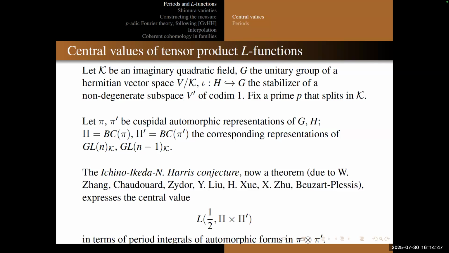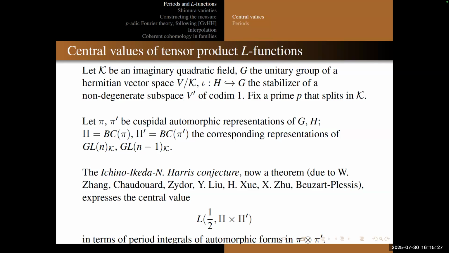So the point of interest today is the central value. If this were the L function of an elliptic curve, it would be at s equals 1, but because we're looking at automorphic L functions, the center is s equals 1/2. And there is an explicit formula for the central value, which was conjectured by Ichino and Ikeda and by a WTAG student, Neil Harris, which has been a theorem for some time due to this long list of people.